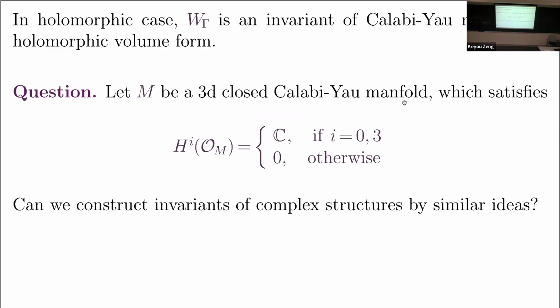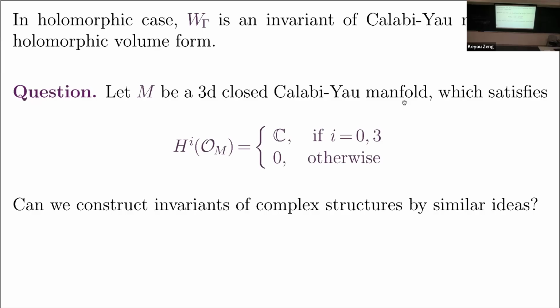We can ask in the holomorphic case whether we have a similar result. First, we observe that in the holomorphic case, our Feynman graph integral is an invariant of the Calabi-Yau manifold and holomorphic volume form. That is because our propagator is unique, so it only depends on our manifold and holomorphic volume form. So the question is, if M is a 3-dimensional closed Calabi-Yau manifold which satisfies this condition, similar to the condition of a rational homology sphere, the only difference being that we replace de Rham cohomology by Dolbeault cohomology, can we construct invariants of the complex structure by similar ideas?